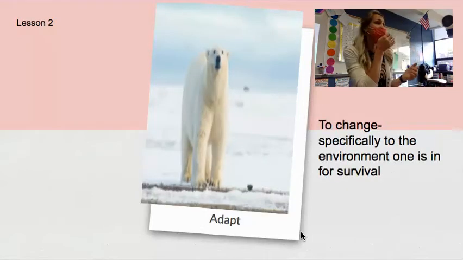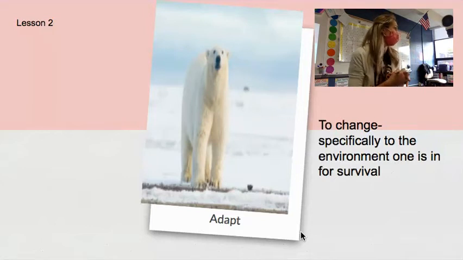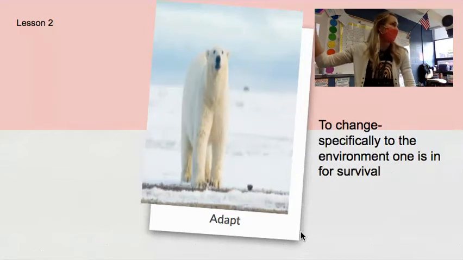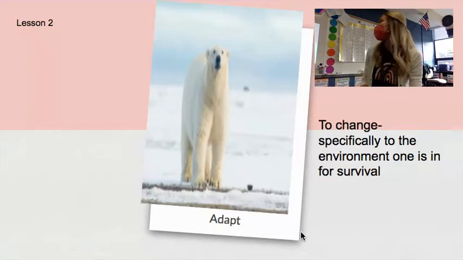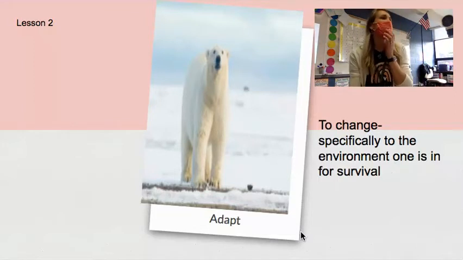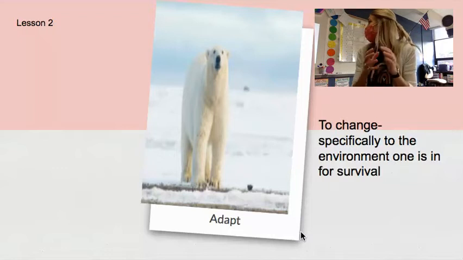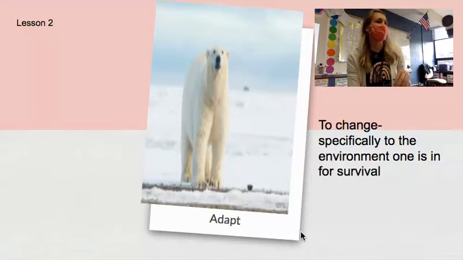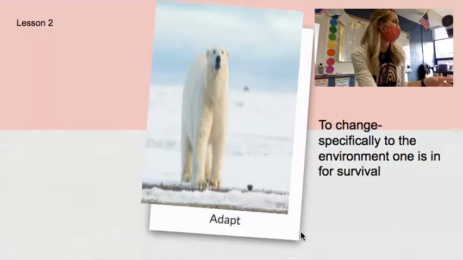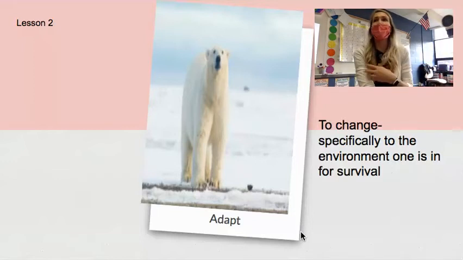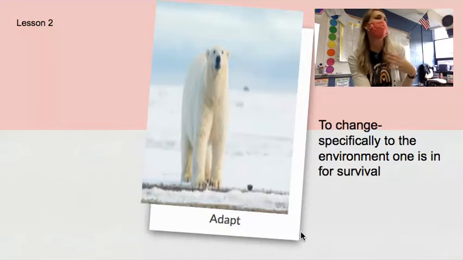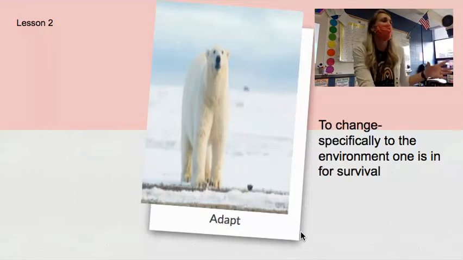Next up, we have adapt. I put the polar bear up there before. We read about the polar bear. That word adapt can be a tricky one, but adapt just means to change. We are going to be talking specifically about changing to the environment for survival. For example, the polar bear has adapted. It has white fur to survive where it's at. Other animals have different color fur, or they have different features that help them adapt to survive where they are at.